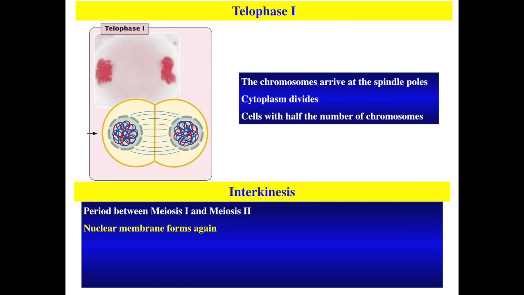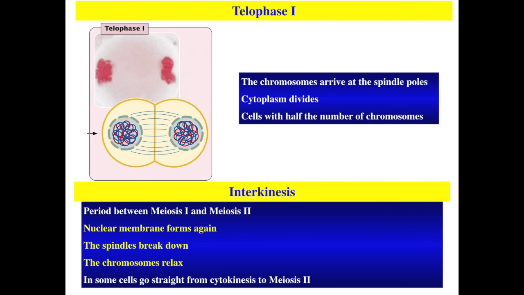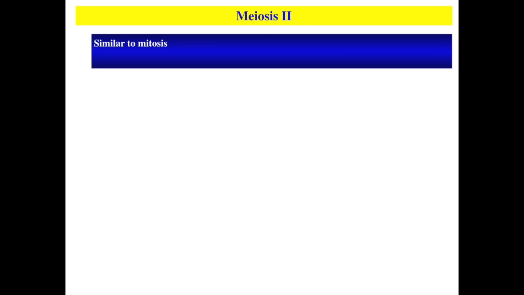The nuclear membrane forms again, the spindles break down, and the chromosomes relax. However, in some cells, they go straight from cytokinesis to Meiosis II. Meiosis II is very similar to mitosis, but the products that you end up with at the end are very different. Meiosis II has four similar stages: prophase II, metaphase II, anaphase II, and telophase II. And I will describe these phases now.